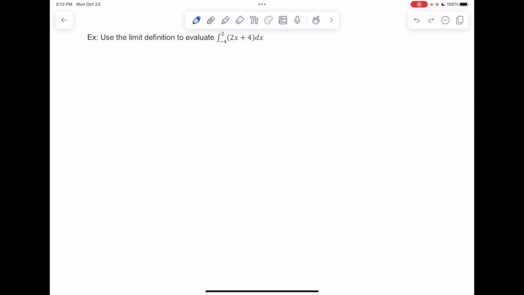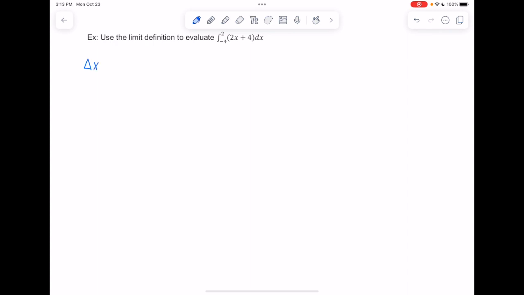All right, we're going to go ahead and compute our first definite integral here. So use the limit definition to evaluate the integral from -4 to 2 of 2x plus 4 with respect to x. In order to set this up as a limit, we need to come up with a formula for delta x and for our x sub k star. So we'll start with that.